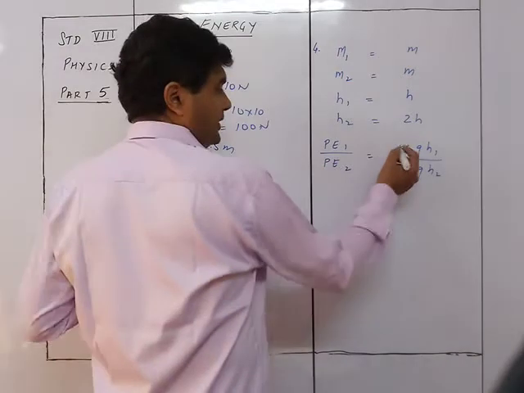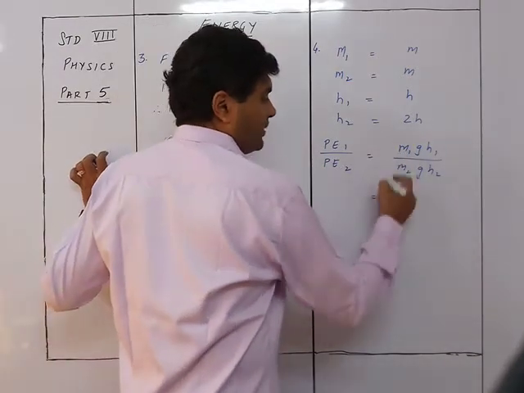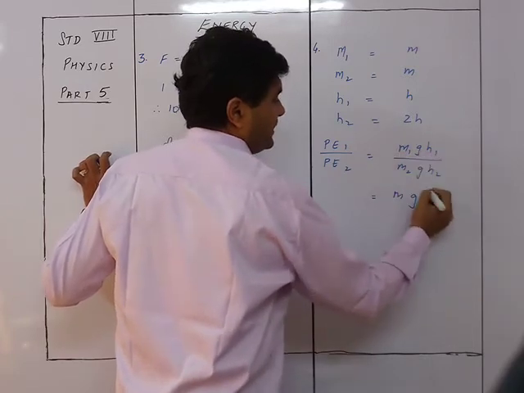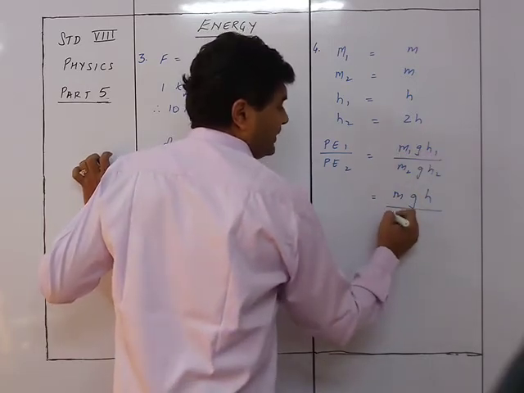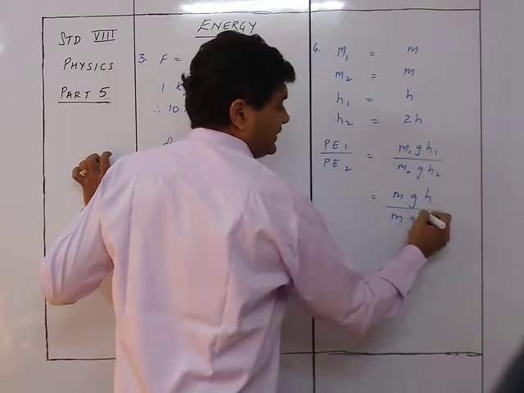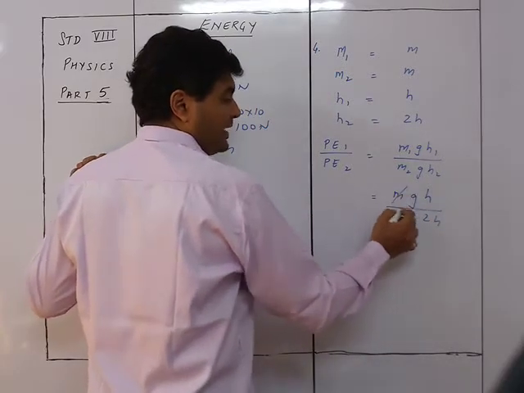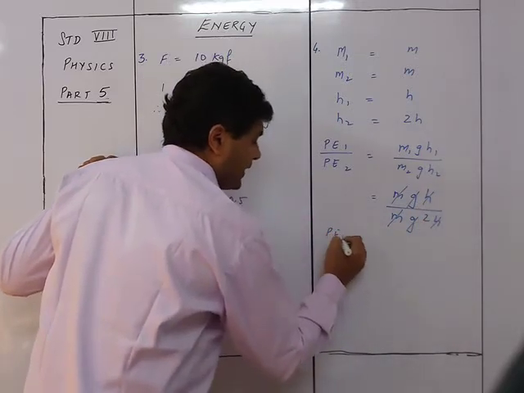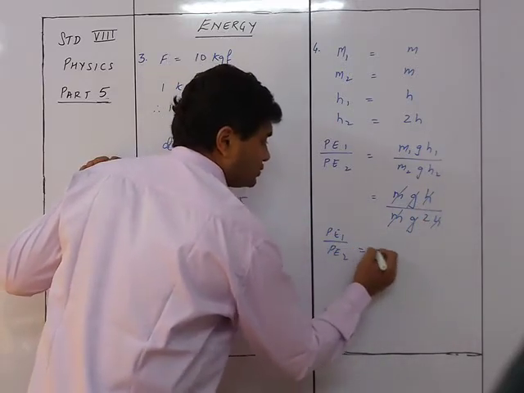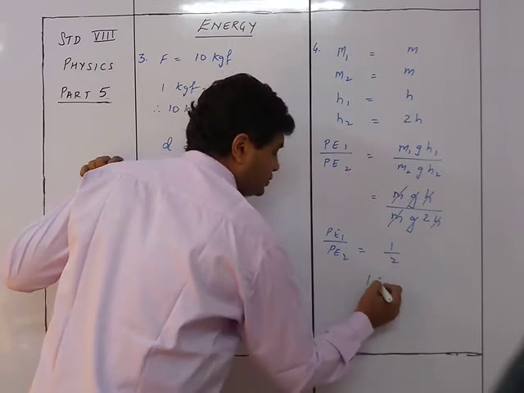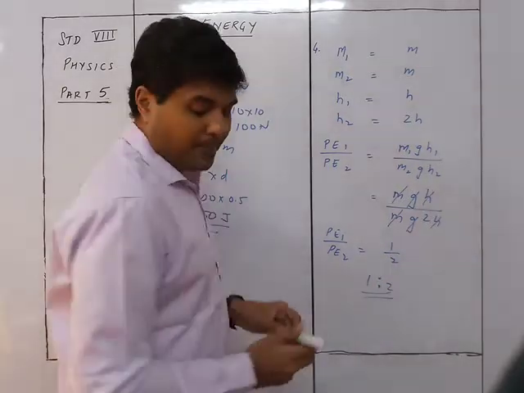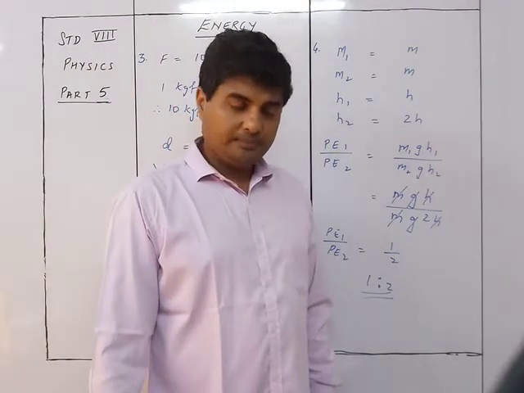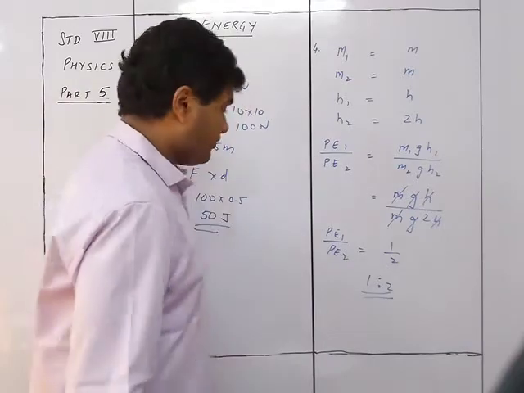So when you take the ratio over here, we see that m1 is m, so put m over here. g is g. h1 is h. m2 is m. g is g. h2 is 2h. So now m and m get cancelled, g and g get cancelled, h and h get cancelled. Therefore, PE1 upon PE2 is equal to 1 upon 2. That is 1 is to 2. So the comparison will be the ratio 1 is to 2. Clear? We move on to sum number 5.